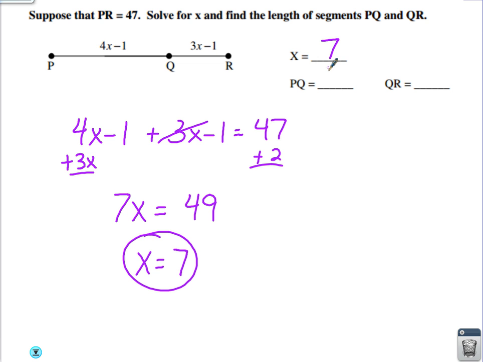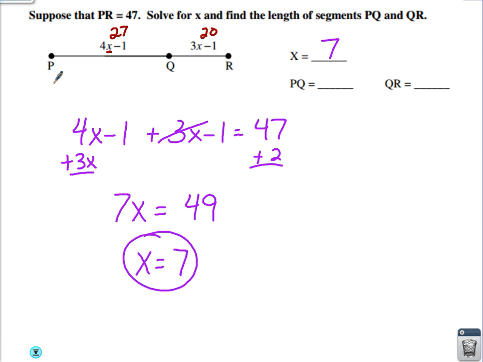So let's check. If x is truly 7, this is no longer 4x minus 1. X is no longer an unknown, x is now a known. So 4x minus 1 is now 4 times 7 minus 1. 28 take away 1 gives me 27. 3 times x minus 1 is no longer 3x minus 1, but 3 times 7 minus 1, which is 21 minus 1, which is 20.